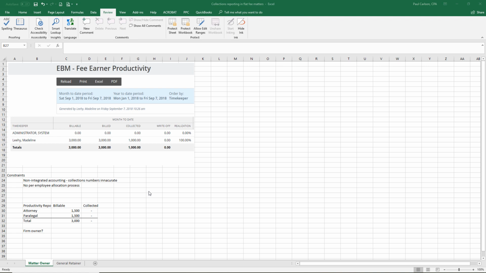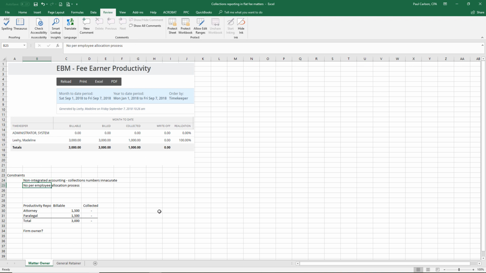Why this has not worked in the past for flat fee based firms is, one, we didn't have accounting and practice management systems that were integrated into one app. If accounting is one app and practice management is another app, the collections numbers within the practice management system would be inaccurate. They would usually be so off that it's not even worth looking at them.